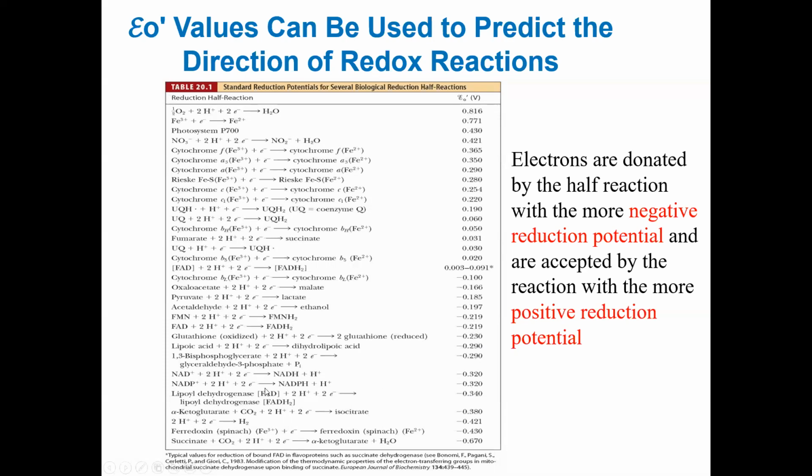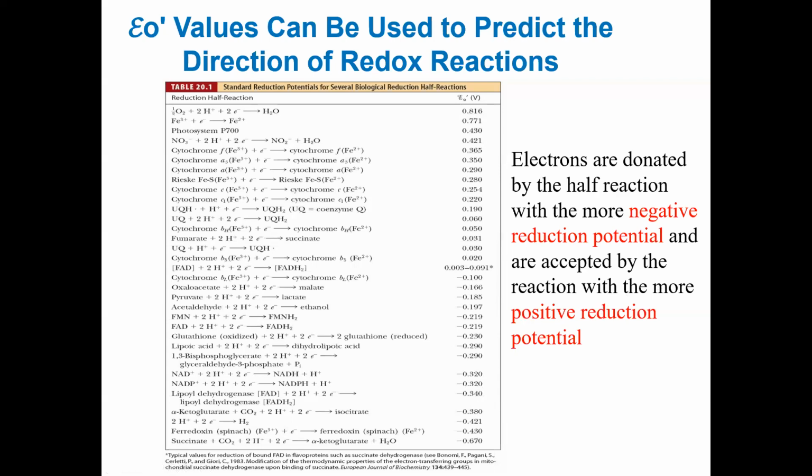you can take electrons from any of the reduction half reactions shown here at the bottom and should be able to transfer those electrons under standard conditions to molecular oxygen. Why? Because molecular oxygen standard reduction potential is more positive and the ones that are down here are more negative. And you are noticing that electrons are donated by the half reaction with the more negative reduction potential and are accepted. So that makes sense if everything is in the standard conditions, right?